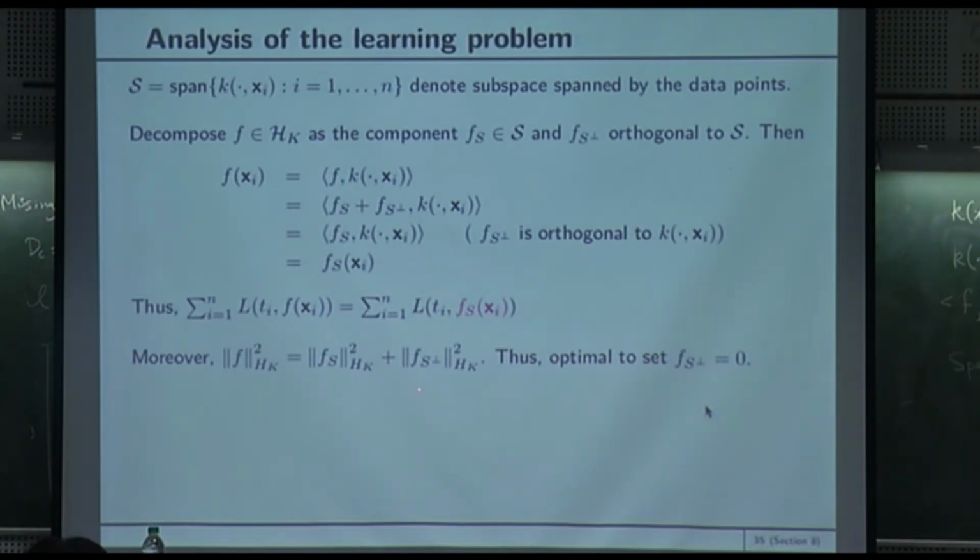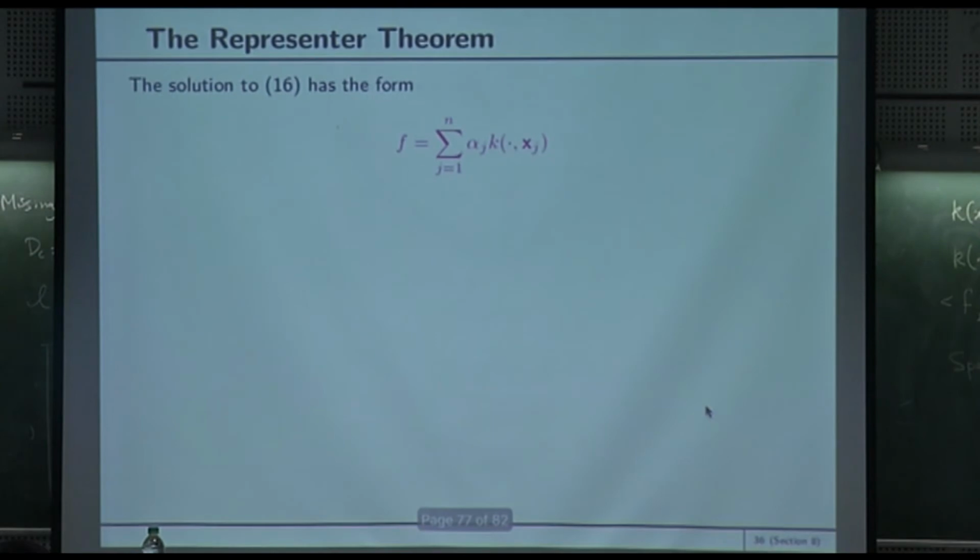Whatever I do with the perpendicular is not going to affect my loss function at all. The loss function is only composed of this guy. The loss function doesn't depend on the perpendicular, so set that equal to 0. It's optimal to set that equal to 0. It's not going to affect your values in any way.